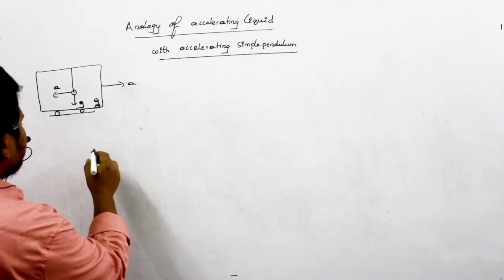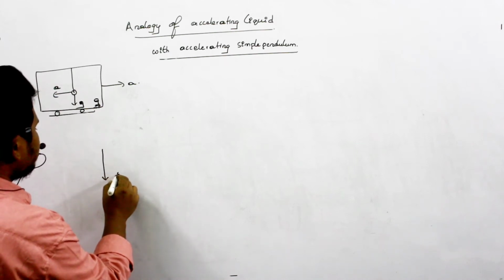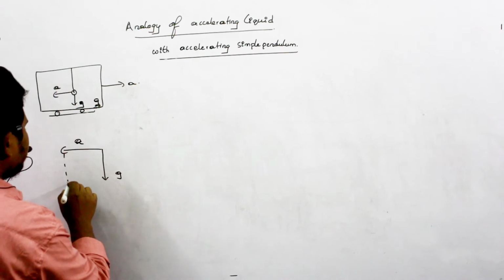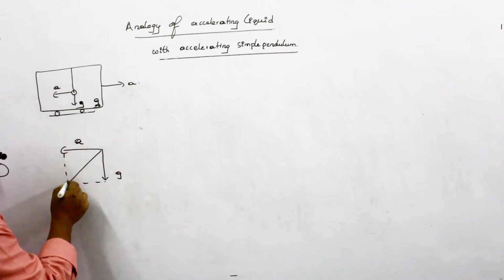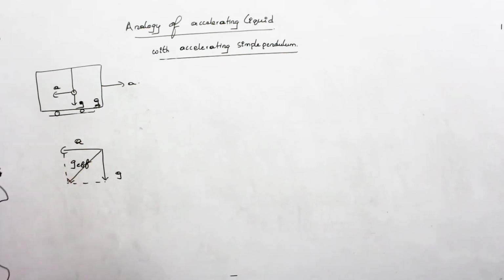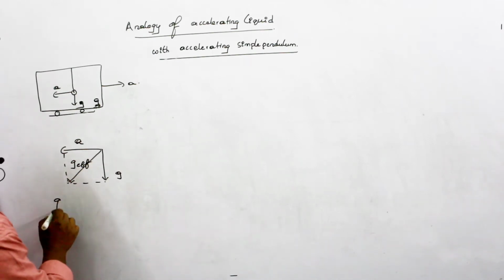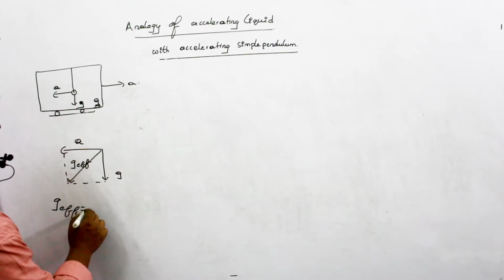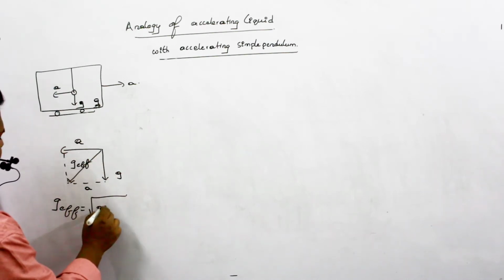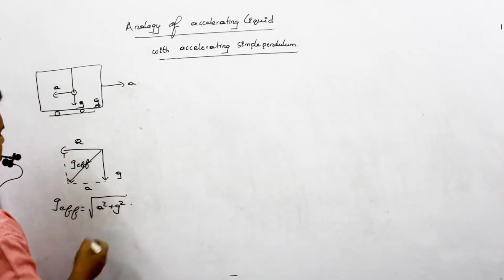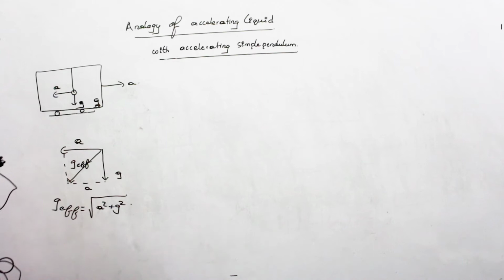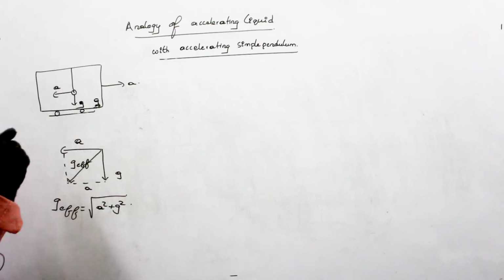Therefore, the net acceleration which is acting on this pendulum will be called G effective, and that G effective will be acting in this direction. So this is the direction of G effective. Here I can write G effective is equal to square root of, if this is A, we know this is also A, so A square plus G square. And here the simple pendulum will align itself in the direction of G effective.